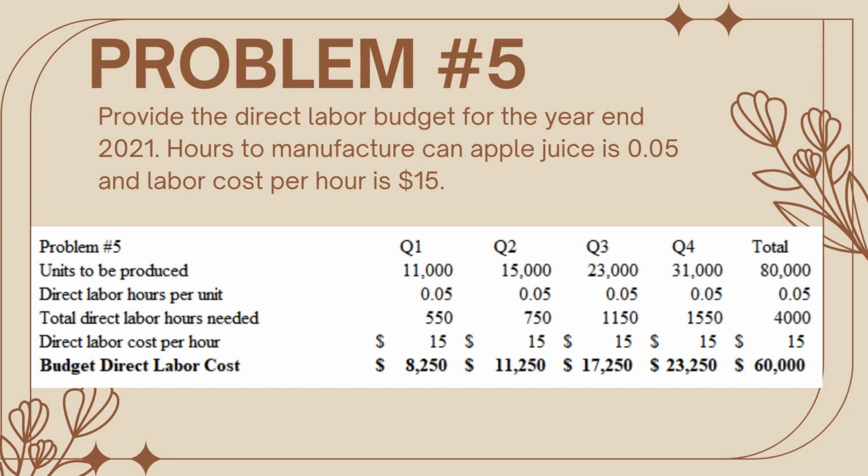So that will bring our quarter one total direct labor hours needed to 550. And we will multiply it by the direct labor cost per hour of $15 that was given above. And if we multiply it, the budget direct labor costs will be 8,250 for quarter one. For quarter two, it's 11,250. For quarter three, it's 17,250. For quarter four, it's 23,250, with a total of 60,000 for the year end 2021.